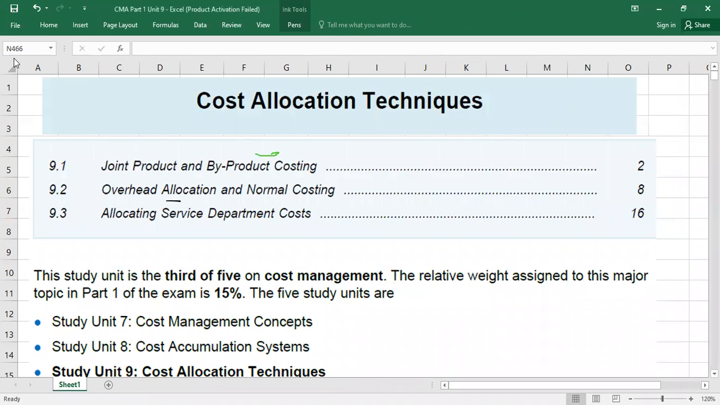So guys, we are going to discuss study unit 9, which is called cost allocation techniques. We have three main topics in this chapter. One is called joint product and byproduct costing. This is our topic for today. Then topic number 2 is overhead allocation and normal costing. And topic number 3 is allocating service department cost. This topic we have already covered with the job order costing.